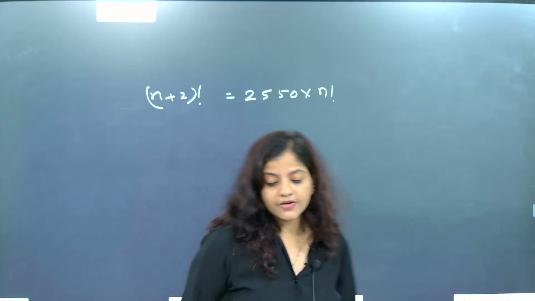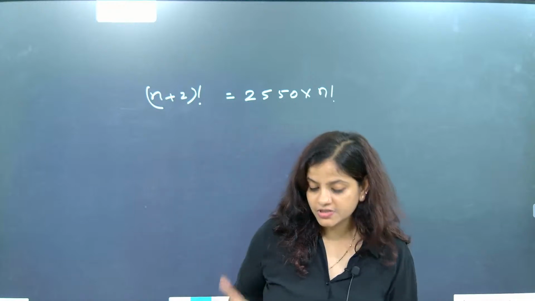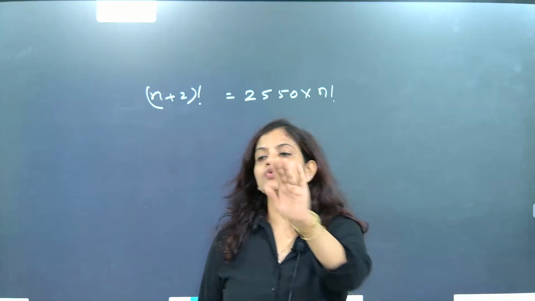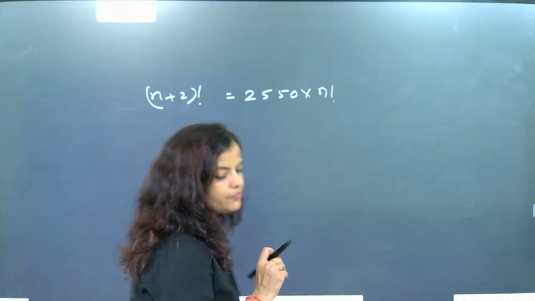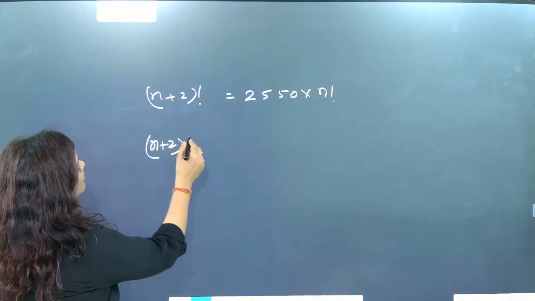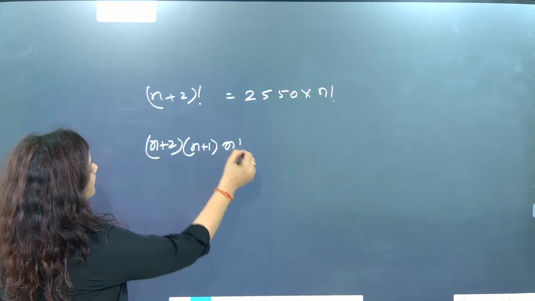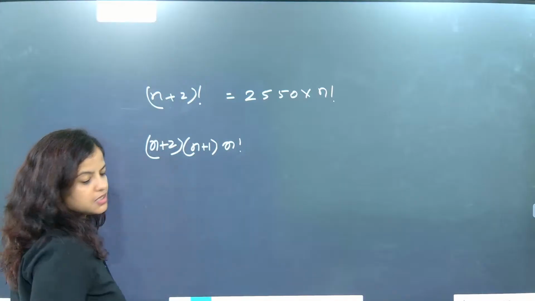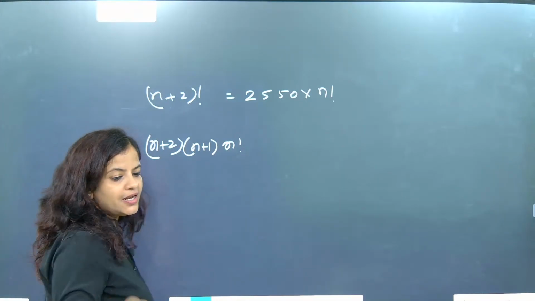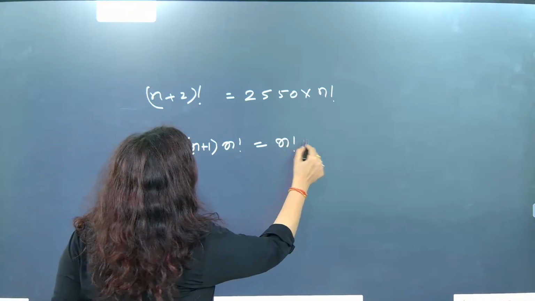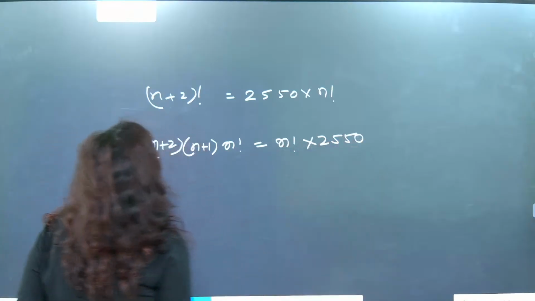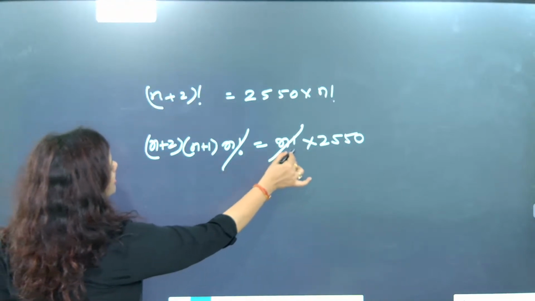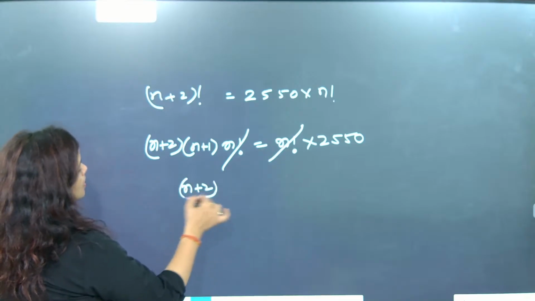Now look here. If they give you this question, how are you going to solve it? Now look here, beta. n plus 2 factorial is there. The one which is bigger, we need to break it into n factorial. So now here what we are going to do is n plus 2, n plus 1 till n factorial. Correct, no? 2 up to 1 means 1 less. So n plus 2, n plus 1 and then n factorial. And this side is n factorial into 2550. So this side gone, this side gone. n factorial cancelled. So after n factorial cancelled, what is left? n plus 2, n plus 1.